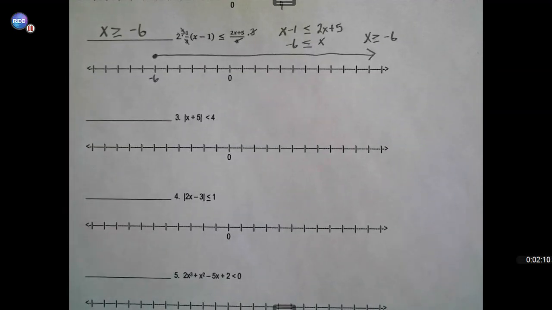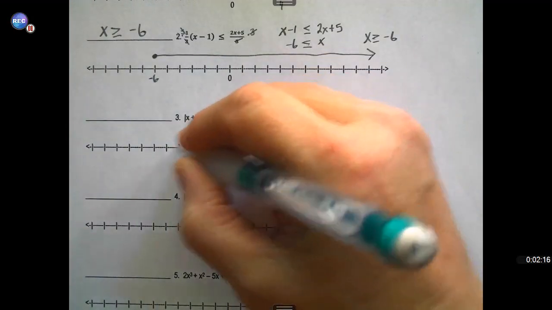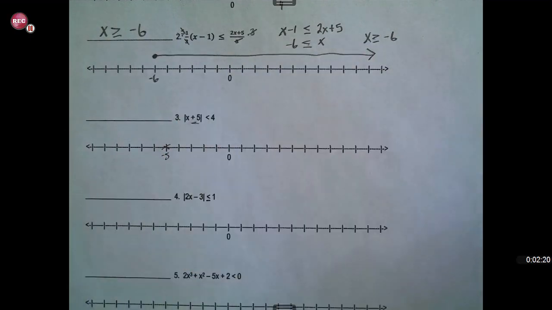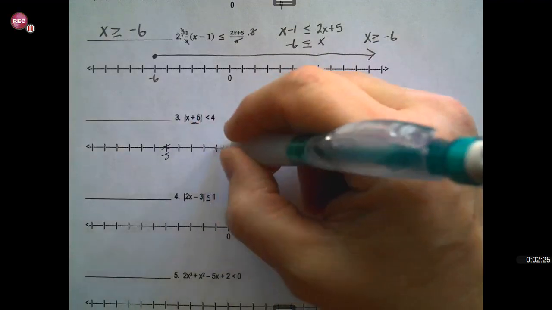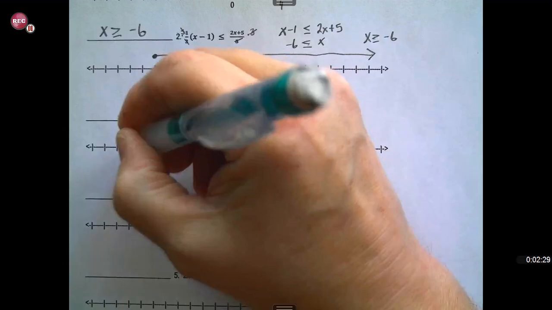This next absolute value problem we can actually do graphically. So my starting point is -5. So 1, 2, 3, 4, 5. There's -5. I'll put a little x there. Then I'm going to go 4 in each direction. So I'm going to go 1, 2, 3, 4. Put an open circle. I'm going to go 1, 2, 3, 4, and put an open circle.